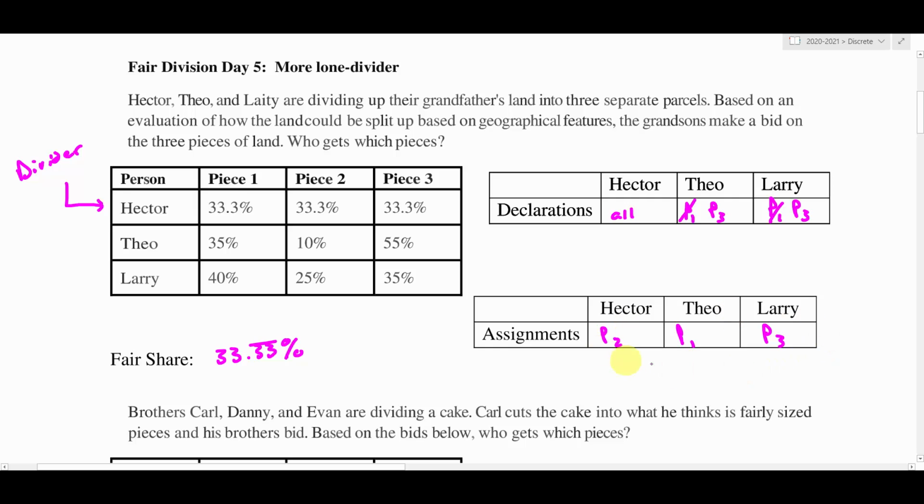This would be a good assignment because Hector is okay with piece 2, since he was okay with all of them, and Theo is okay with piece 1, and Leti is okay with piece 3, which he valued at 35%. So this would be a good, easy assignment using the lone divider method. We didn't need a second round, so that one just worked out that way.